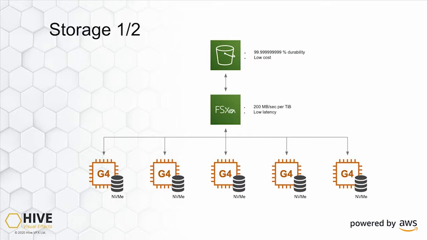This S3 storage serves as a data repository for the FSx file system. FSx is a POSIX-compliant file system with a scalable throughput depending on the size of the file system. You can get up to 200 megabytes per second per terabyte of sustained throughput, with burst throughputs in the gigabytes. This, coupled with the low latency access times, makes it a great choice for graphics workstations.